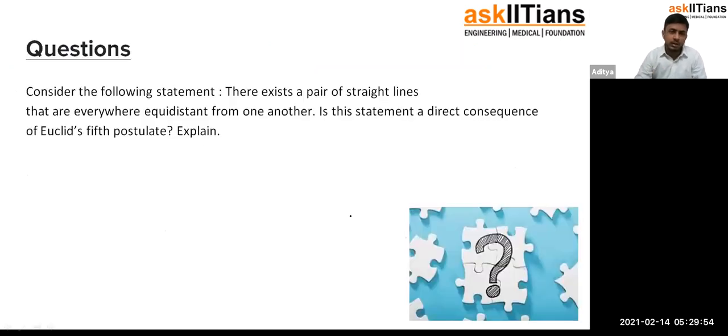Now let us see some questions. First question we have here is: there exists a pair of lines that are everywhere equidistant from one another. Is this statement a direct consequence of Euclid's fifth postulate? Explain how. So the answer would be that yes, there would exist, because any two parallel lines will always be at a constant distance from each other. What do we mean by distance between two parallel lines? The perpendicular distance between them. Okay, that's what we are talking about.